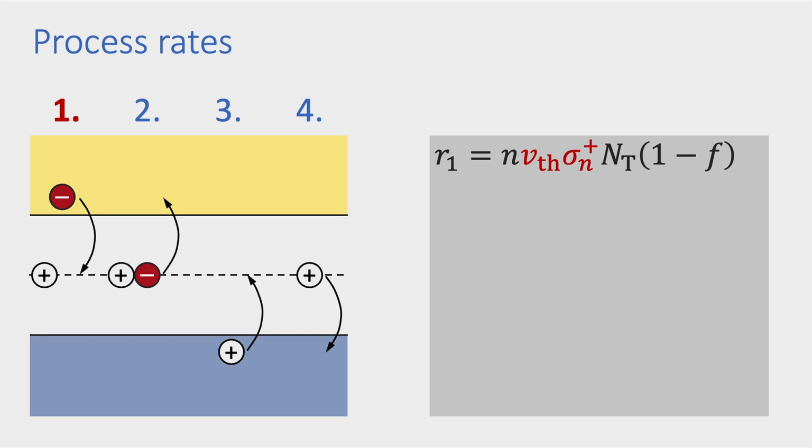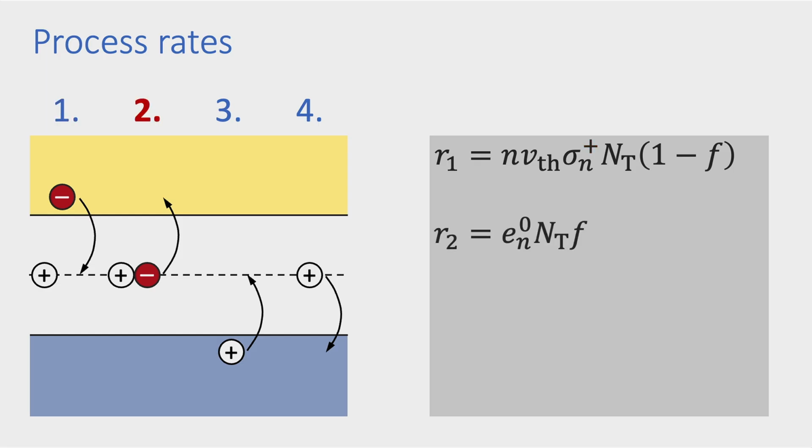Vth and sigma n are the thermal velocity and capture cross-section respectively, which we will discuss in a moment. Please note that the charge state of the trap is incorporated in the capture cross-section. Since this is a donor-like trap, the charge state is positive if the trap is unoccupied.